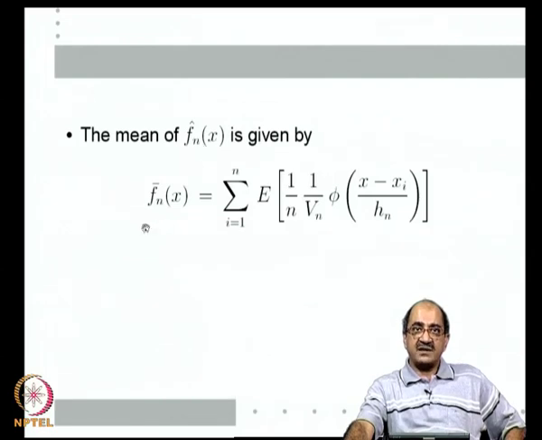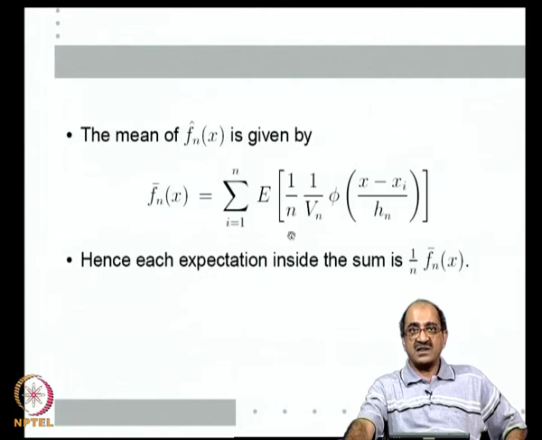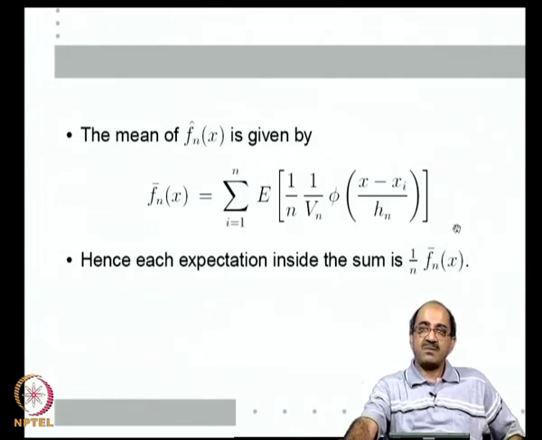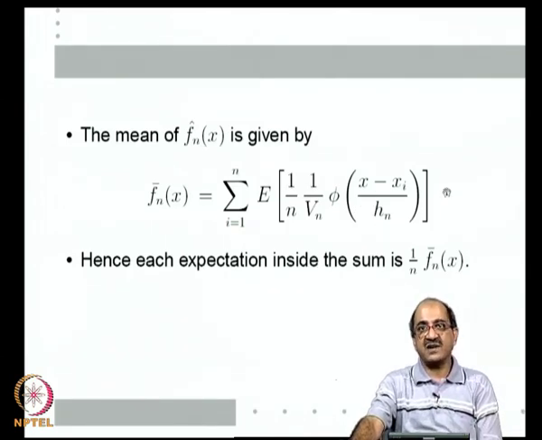The mean of f hat n, which we called f bar n(x), is the sum over i equal to 1 to n of the expectation of 1 by n of this. Now, we know that this is equal to f bar. Now, each expectation is the same and the sum of n of them is equal to f bar. So, each one of them is 1 by n f bar. So, hence each expectation inside the sum is 1 by n f bar n(x), which means each of these random variables has mean 1 by n f bar n(x), and we need to find the variances of each of them and sum them up. Okay. And of course, we do not have to sum them up, since each of them has the same variance. So, we take n times the variance of any one of them.